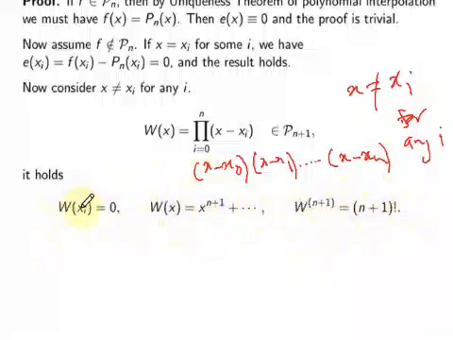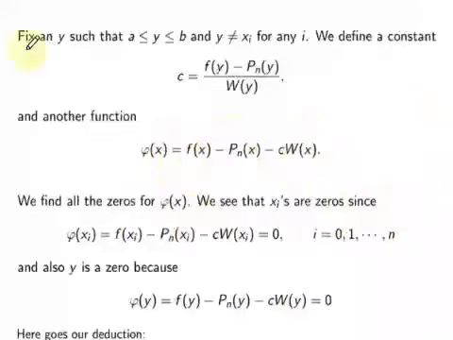So if you plug in one of the nodes, the function vanishes, and this is an n plus 1 degree polynomial. And if we differentiate this one n plus 1 times with respect to x, you get n plus 1 factorial. This is clear.